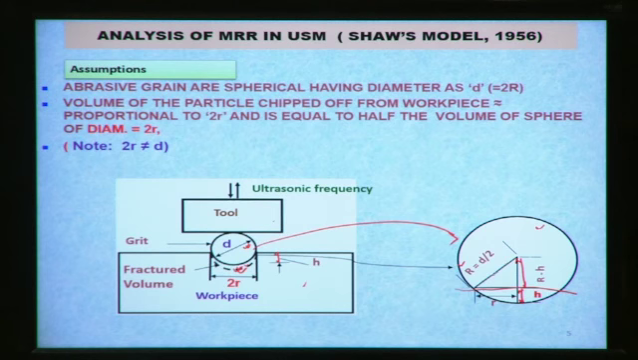Now from this triangle, we can consider (R minus h) whole square plus small r whole square equal to (d by 2) whole square. Note that 2r is not equal to small d. Small d equals 2 capital R.